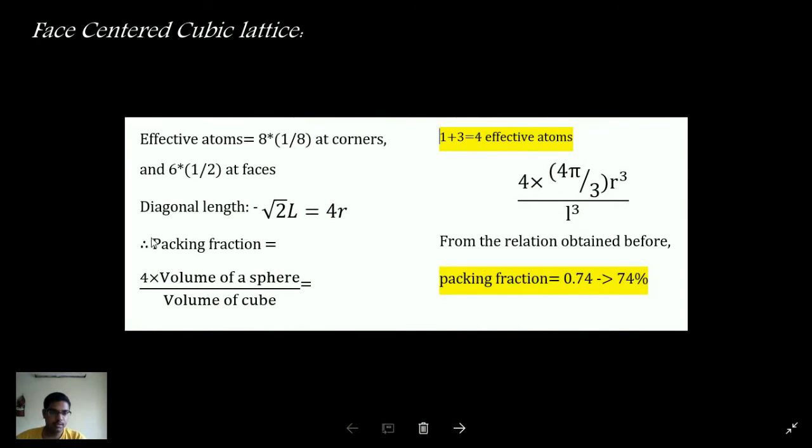Hence we know the packing fraction formula, which is the number of effective atoms, which is 4 in this case, into the volume of one sphere divided by the volume of the cube. This is the expanded formula over here, and from this relation we get that the packing fraction is around 74%.